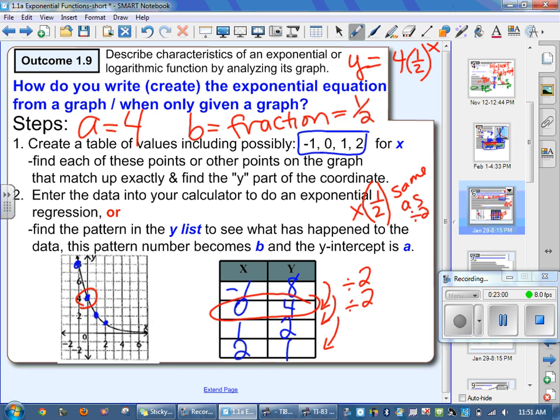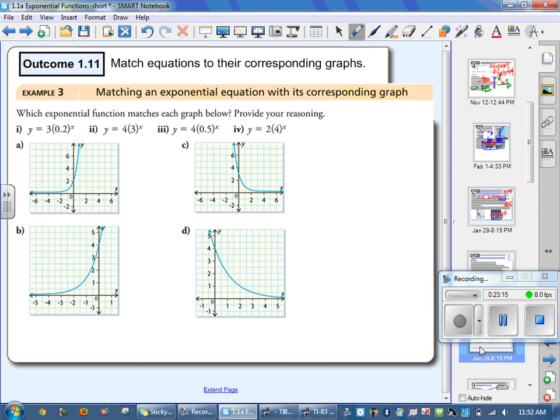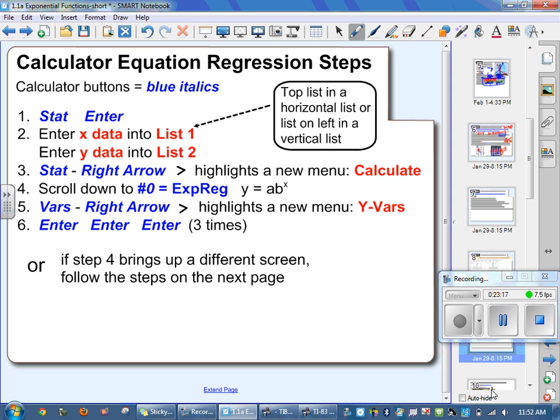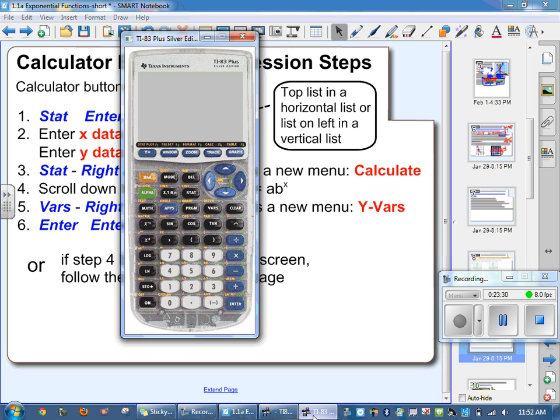If you look at the top of page 5, it's got your regression steps. So our regression steps start right here. You hit the stat button and the enter button. So if I want to do a regression, I'm going to follow exactly every single one of these steps. So I'm going to hit my stat button.